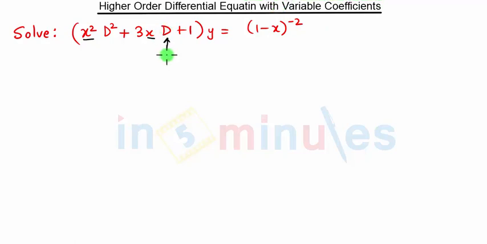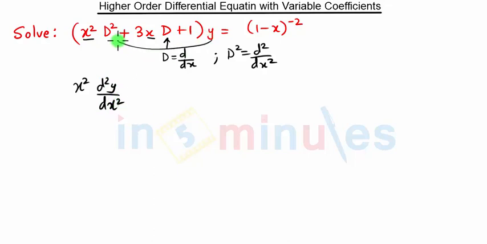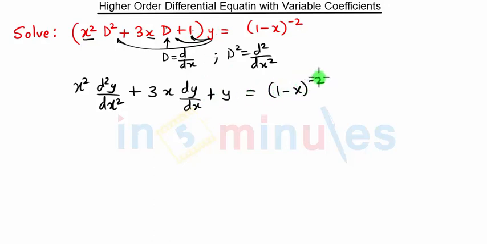So we know that this D stands for d by dx. D square will be d square upon dx square. I am going to substitute D square equal to this and D equal to this. So we get x square d square y by dx square, I am also taking y inside the bracket, plus 3x, and instead of D we will get dy by dx, plus 1 into y, equal to (1 minus x) the whole raised to minus 2.